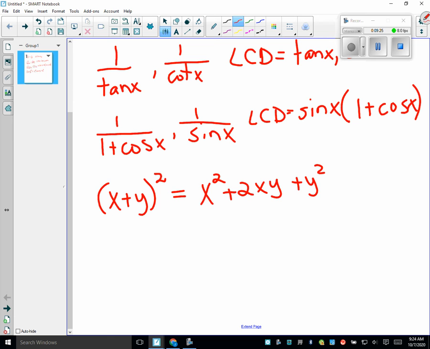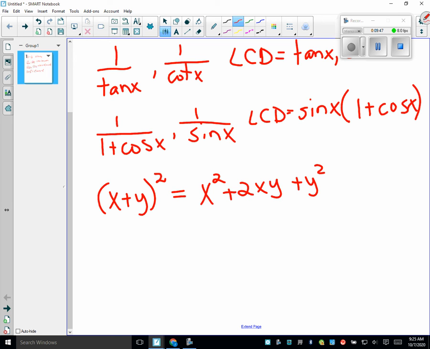Have you got it? Square the first, multiply the two together times 2, square the last. And the reason I want you to learn the shortcut is when we put trig in there, if you start foiling it, it's going to get really long sometimes.